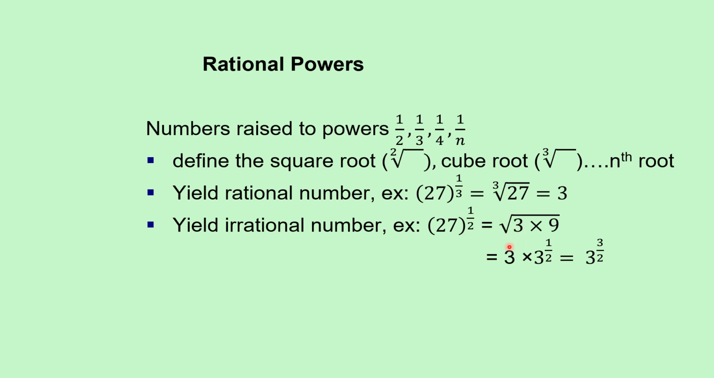You can also write 27 by expanding it to become 3 times 9, but with a square root here like this. When you take the square root of 3, you get 3 to the power of half, but when you take the square root of 9, you get 3. So the result of 27 to the power of half will give you 3 to the power of 3 over 2. So this one is called an irrational number. You cannot get exactly a whole number.